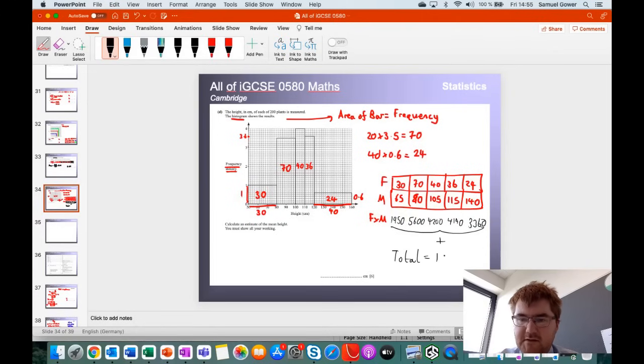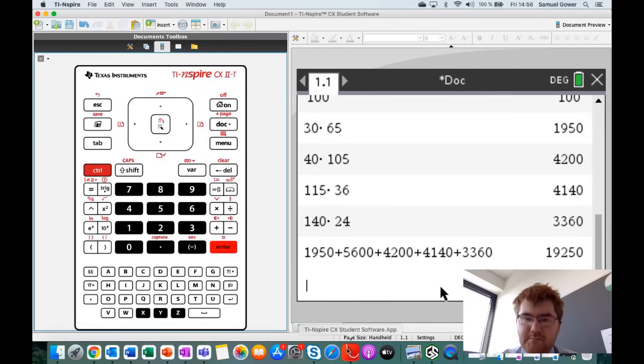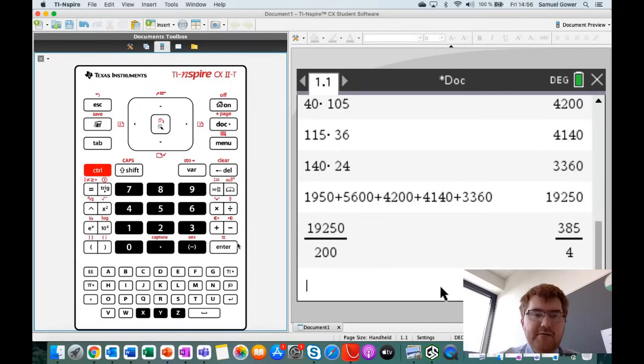19,250. And so our estimate for the mean is going to be 19,250 divided by 200. Remember, we've got 200 plants in total. Don't forget that important piece of information. So if we take 19,250, divide that by 200, enter, we get a weird fraction.